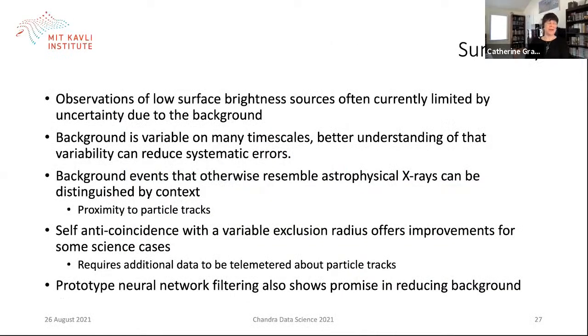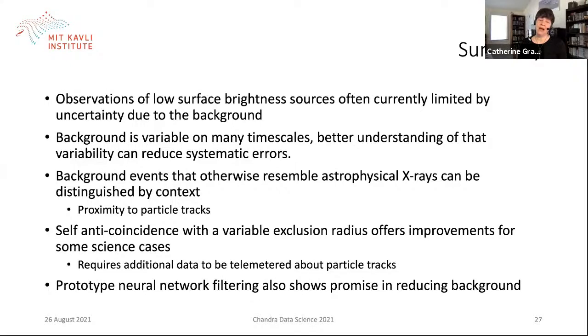So this is my summary, which I've said all before. I'll say it again. The observations of low surface brightness sources are often currently limited by uncertainty due to the background level. The background is variable on many timescales, so you need to better understand that variability to reduce your systematic errors.